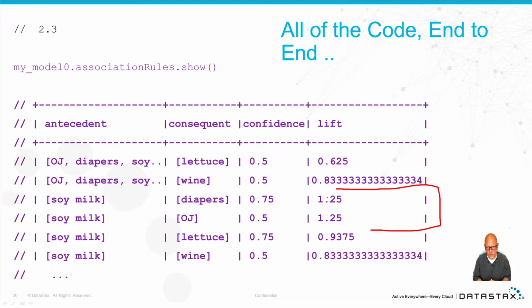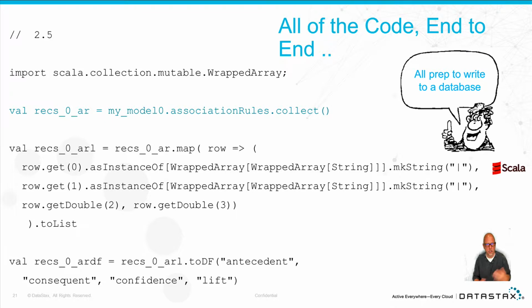We'll erase that later. But I'm probably not going to recommend lettuce if you bought OJ, diapers and soy milk and whatever else is in that line 1, because there just isn't enough lift there for me to think that I'm going to win that one and avoid just being excessively noisy.